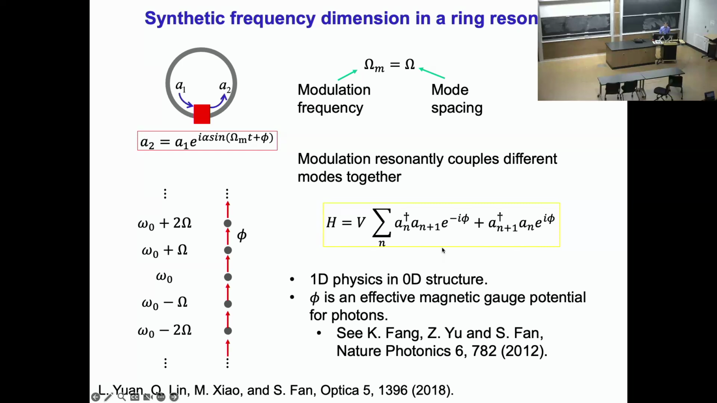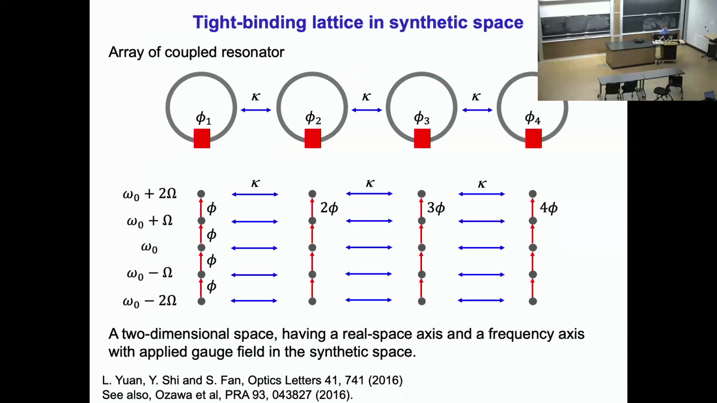So in this case, you get one-dimensional physics in this simple structure, but you also get an effective magnetic gauge potential for photons, and that's the hopping phase. So from this, you can do a lot of topological physics. This is our initial theoretical work done by Luqi, who now is a professor at Shanghai Jiao Tong University. So it's an attempt to implement the integer quantum Hall effect.